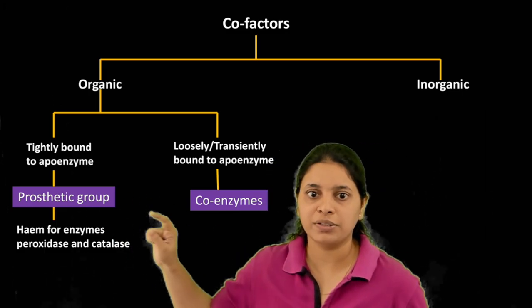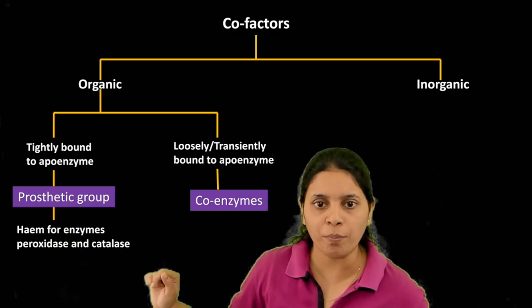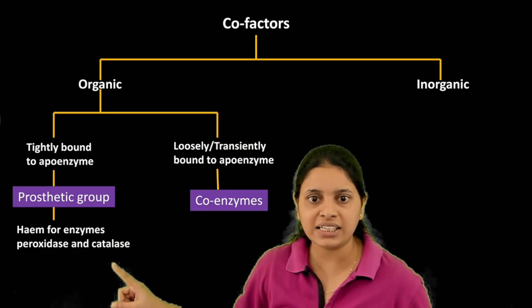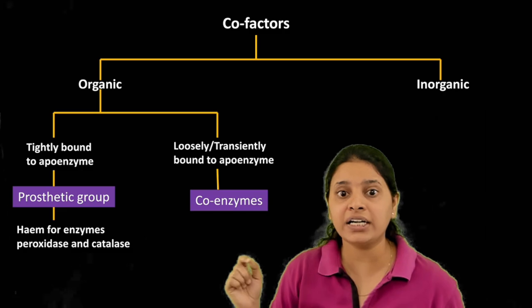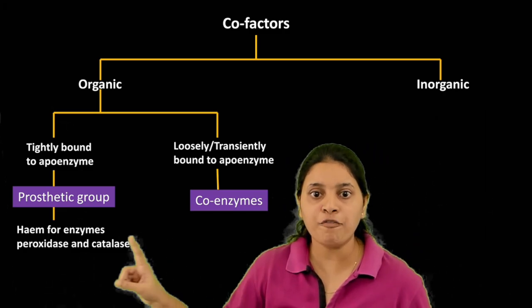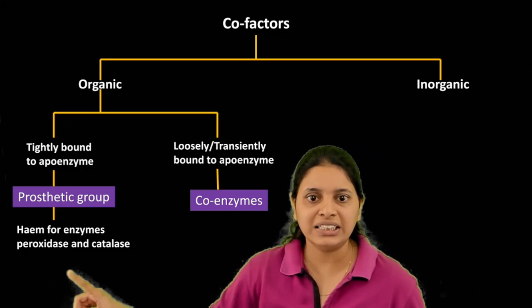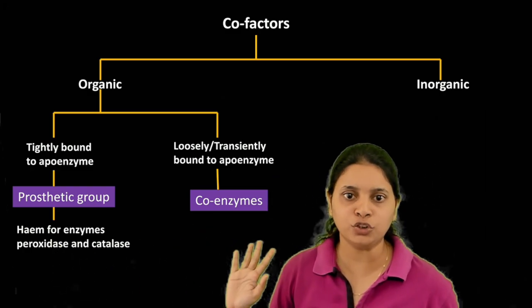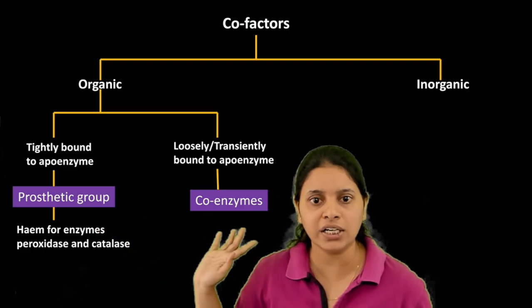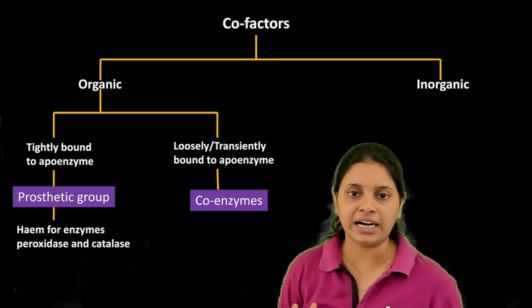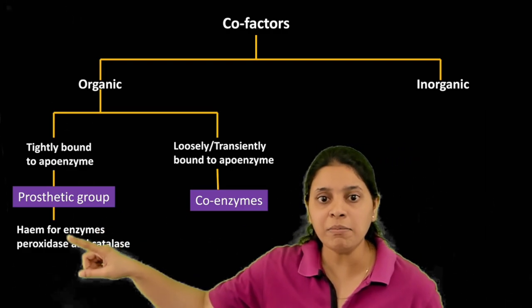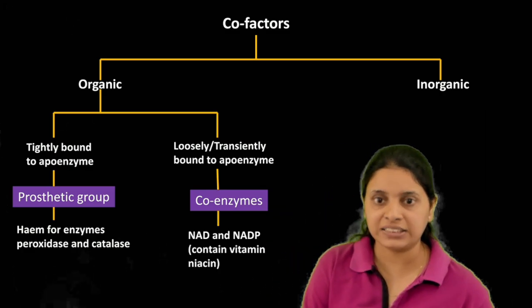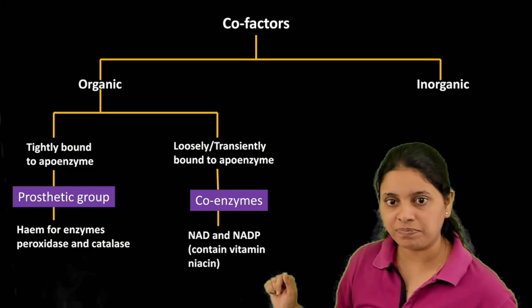Prosthetic group. Okay, first. Heme is the prosthetic group for enzymes peroxidase and catalase. Both these enzymes are important for breakdown of hydrogen peroxide. Now, for both these enzymes to act, these enzymes require the heme group attached to it. Heme is the prosthetic group for peroxidase and catalase enzymes. This heme is part of active site of the enzyme. Very important point.